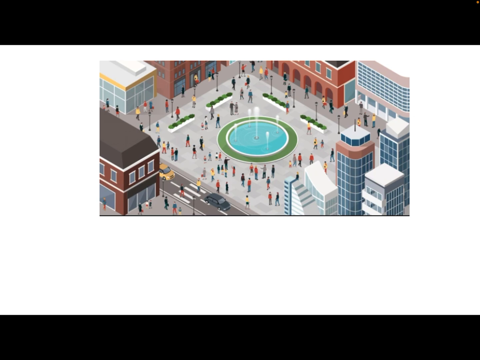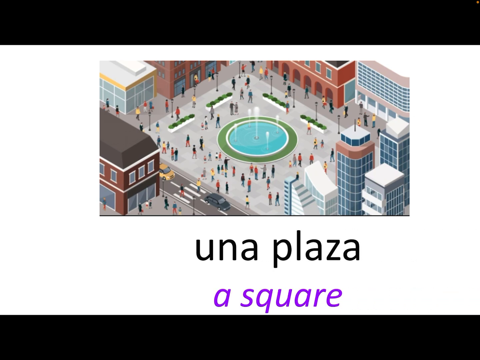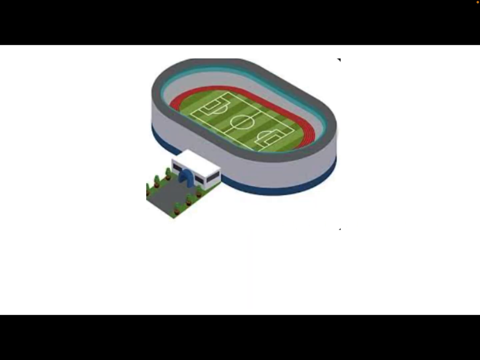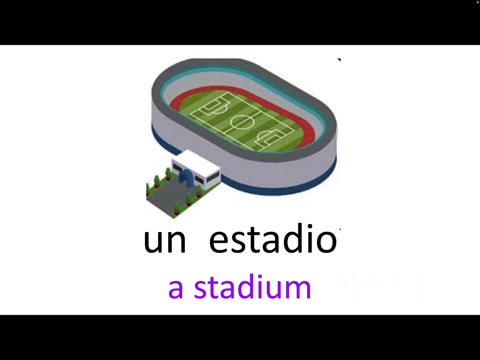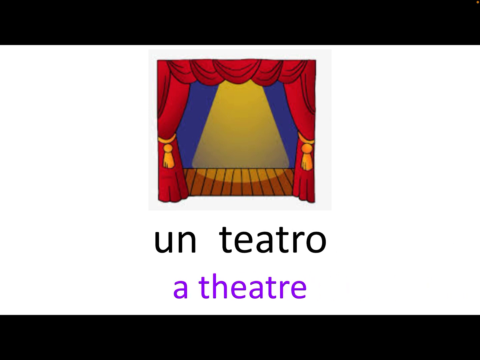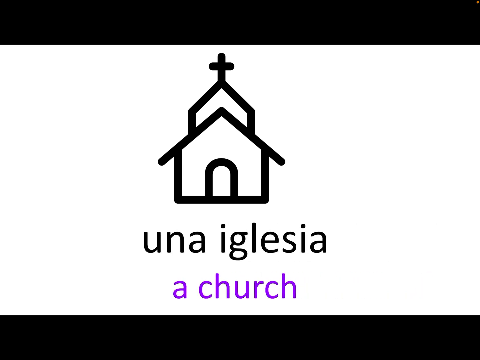So, can you remember what a square is? Una plaza. A cinema? Un cine. A stadium? Un estadio. A theatre? Un teatro. And a church? Remember, it's not un, it's una, it's a feminine noun. Una iglesia.